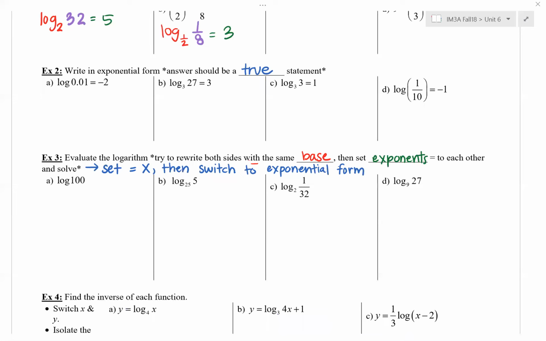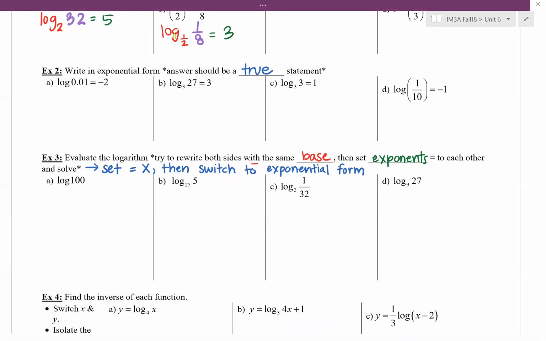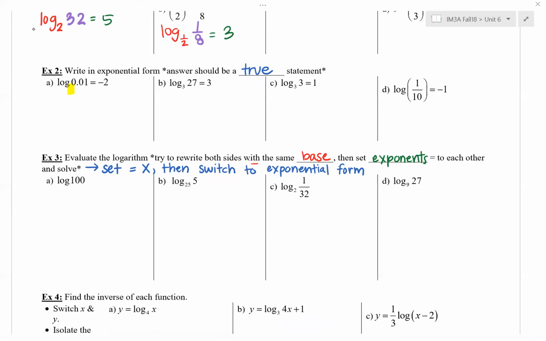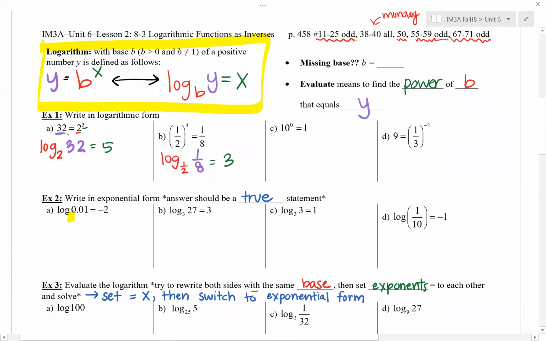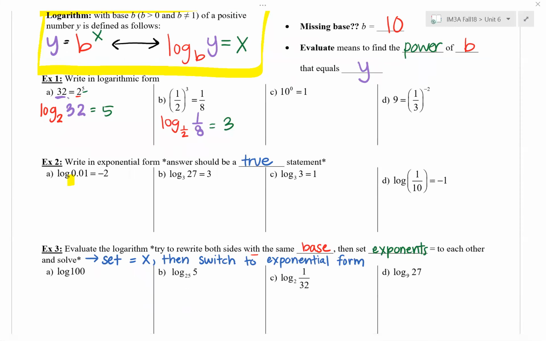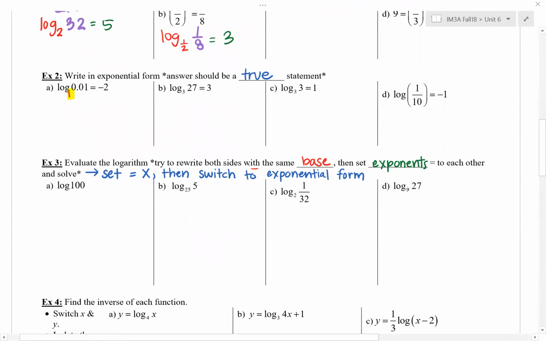So when we look at this first problem, we have log of 0.01 equals -2. We should notice right away that we're missing a base here. There should be a little number down here, but there isn't. One important thing to know is that if we're missing a base, the base is actually a 10. I know typically when things were missing, it was a 1 or a 2, but in this case it's a 10. So that means we're going to add a little 10 there so that we can switch this to exponential form.